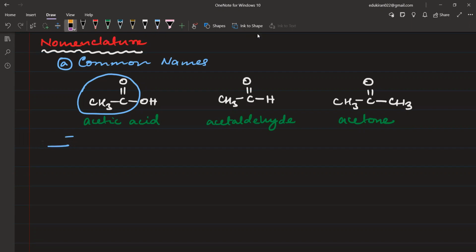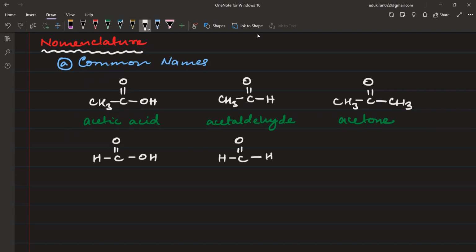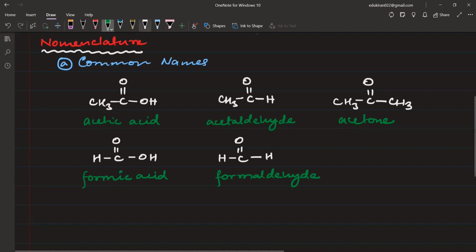Then right next, we have the next one, which is known as formic acid, which is H, C double bond O, and OH. If I want to make the same with aldehyde, I have to do H, C double bond O, and then a hydrogen here. I cannot make a ketone because there is only one carbon atom here. We at least need three carbon atoms, so there is no corresponding ketone for this. This is known as formic acid. This is formaldehyde. These are the most commonly used: acetic acid with its corresponding aldehyde and ketone, and formic acid with its corresponding aldehyde.